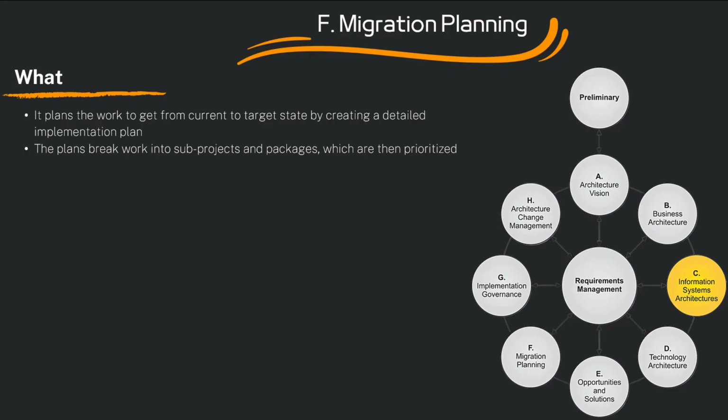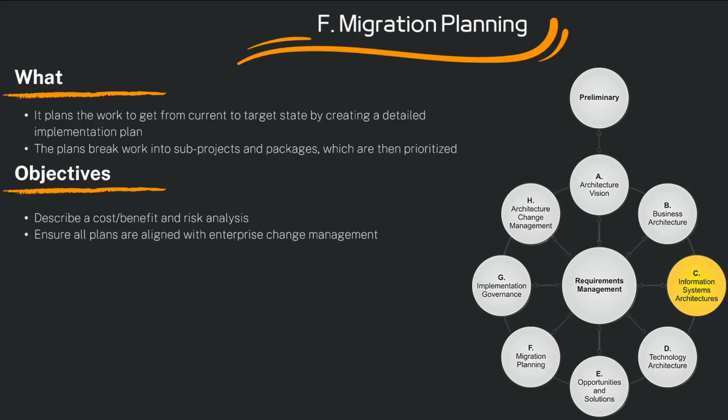The plan breaks down work into sub-projects and buckets, which are then prioritized. Our major deliverable is a full cost benefit and risk analysis of moving from our baseline to our target architecture so that we make sure that we can tell our key stakeholders why and what we are doing at each phase and what they should expect to get out of it.